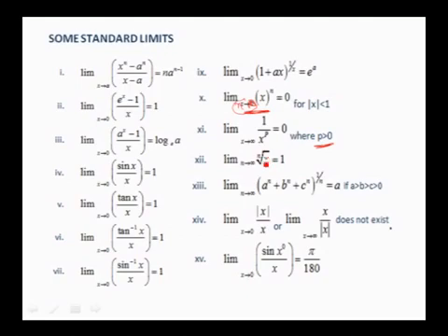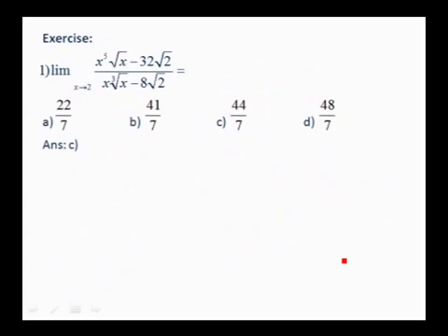nth root of n as n tends to infinity is equal to 1. If you have a to the power of n plus b to the power of n plus c to the power of n, whole to the power of 1 by n, where a is greater than b greater than c, you can write the largest one, so by inspection you can write the answer as a. Limit of mod x by x and x by mod x: the limit does not exist. Sin x degrees by x is pi by 180. So, these results we use while finding the limits of certain values in the CET.